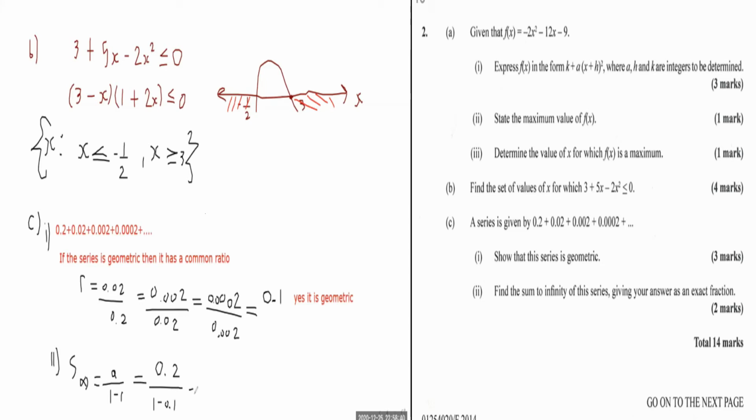So we have 0.2. This is 0.1, not 1 minus 1. 0.2 over 1 minus 0.1 is 0.2 over 0.9. 0.2 being divided by 0.9, that's just 2 over 9. This works out to just be 2 over 9. And so that's the sum to infinity. Nice and easy. And that takes care of question 2.